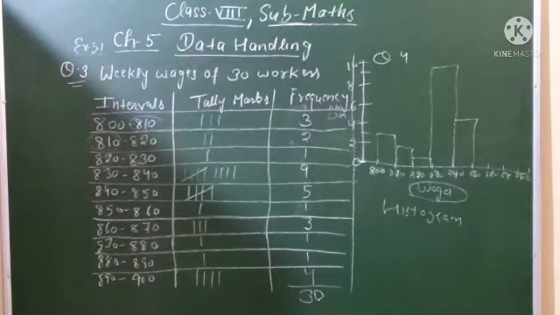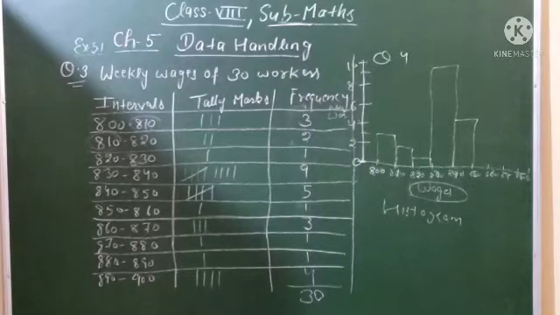Clear? So 800 to 810, what is the frequency given? 3 workers. So 800 to 810 will lie between 2 and 4, in the middle at 3. So 800 to 810, 3 workers. 810 to 820, how many workers? 2 workers.